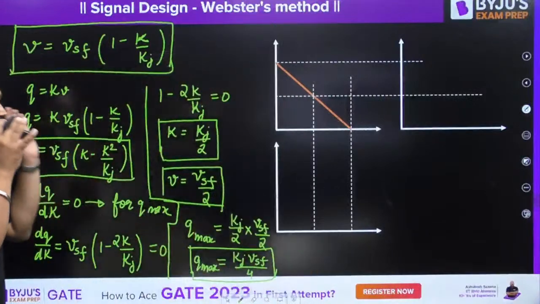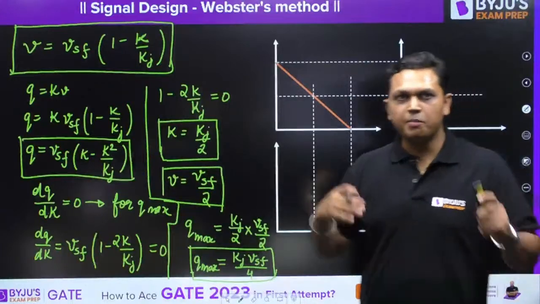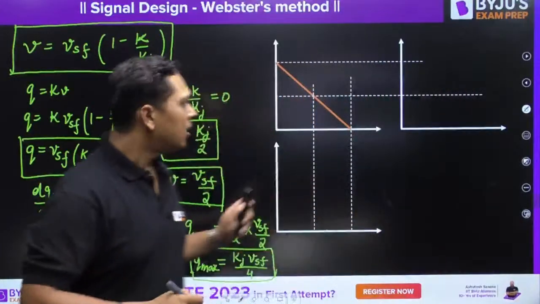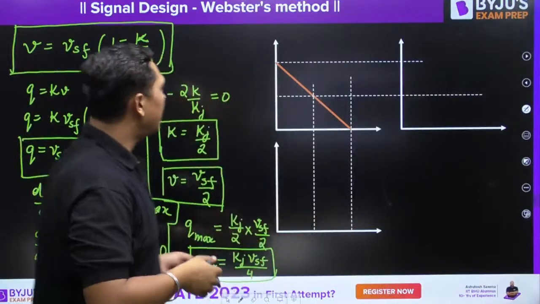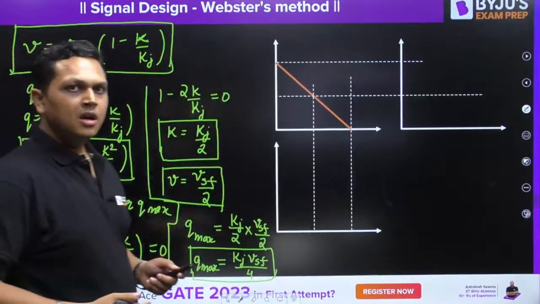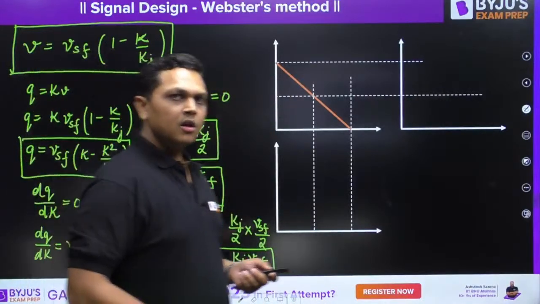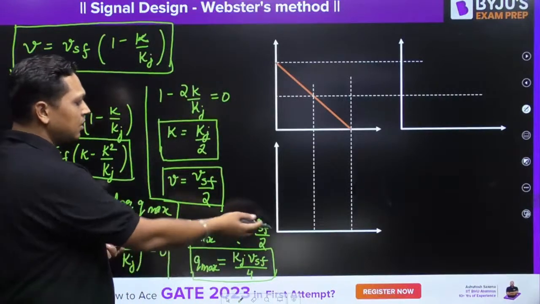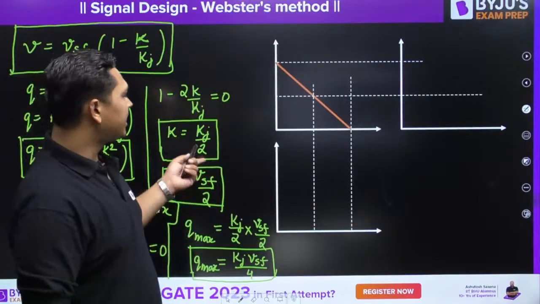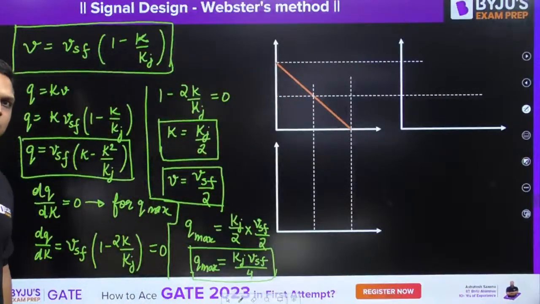So from this page only you will find repeated questions. Repeated question, guys. One year they will ask what is free mean speed. Another year they will ask what is jam density. Another year they will ask what is maximum traffic flow. Another year they will ask what is velocity at the maximum traffic flow, VSF by 2. What is the density at the maximum traffic flow, Kj by 2. This type of questions may be asked.